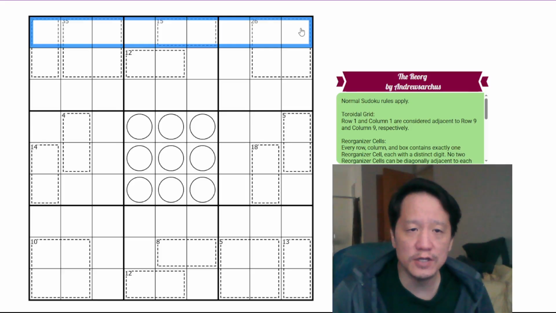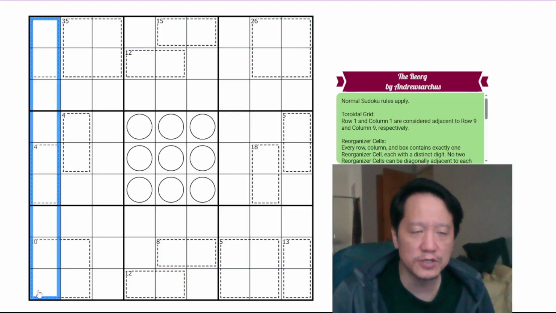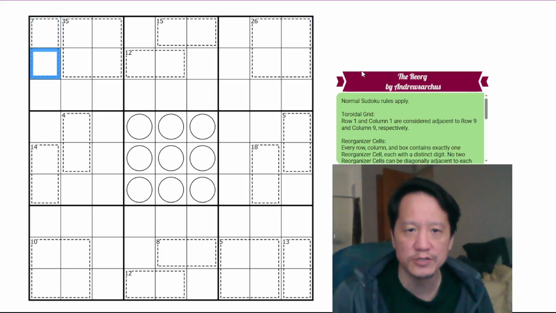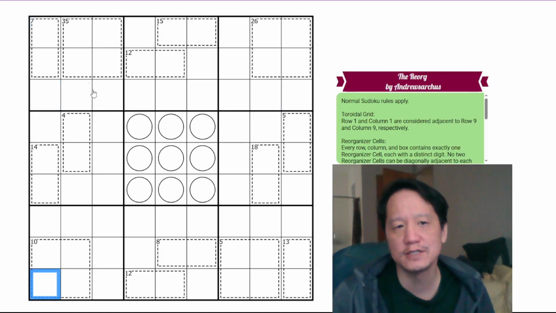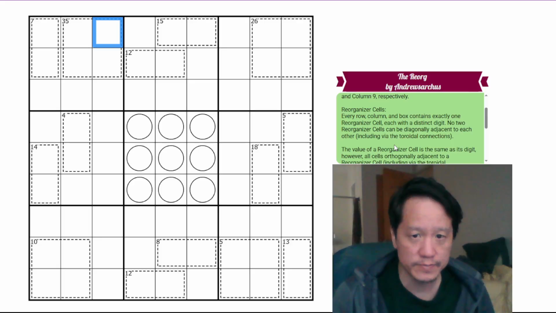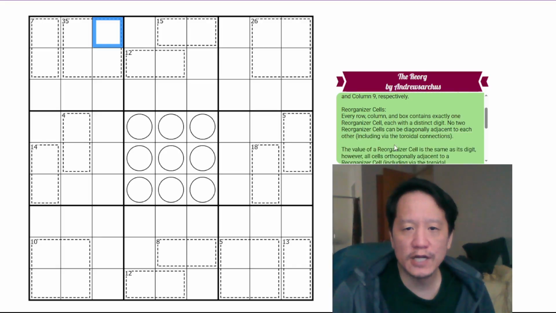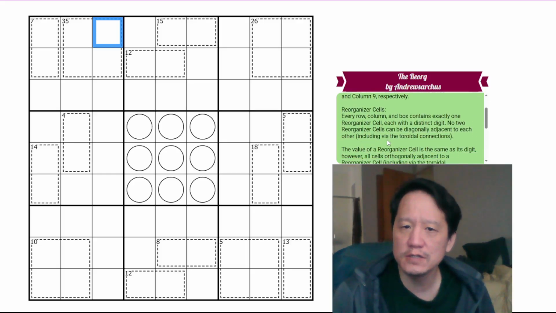So basically these cells here in row 1 are considered adjacent to these cells in row 9, and these cells in column 1 are considered adjacent to these cells in column 9. This being adjacent to that cell, this being adjacent to that cell, etc., etc. So that's going to be used for purposes of, I guess, reorganizing cells? Maybe.